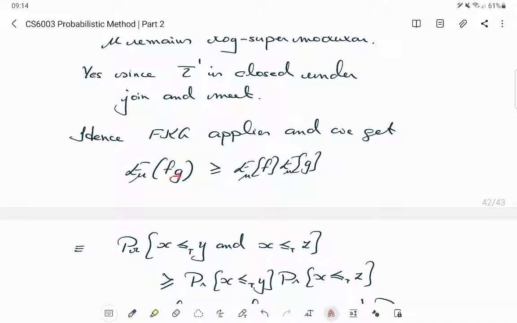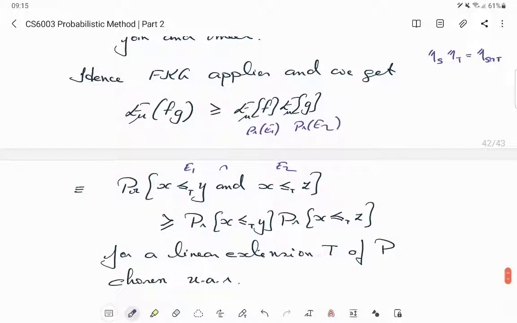But now, since f and g are characteristic functions of two sets, what is the characteristic function? If you take a characteristic function of a set S and multiply it with a characteristic function of another set T, you actually end up getting the characteristic function of S intersection T. Okay, so this fg is the characteristic function of E1 intersection E2, and hence this expectation is nothing but the probability of E1 intersection E2. This is greater than or equal to the probability of E1 times the probability of E2, because f is nothing but the characteristic function of E1, g is nothing but the characteristic function of E2.